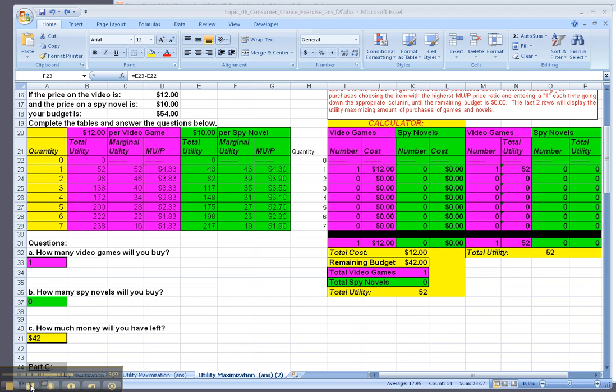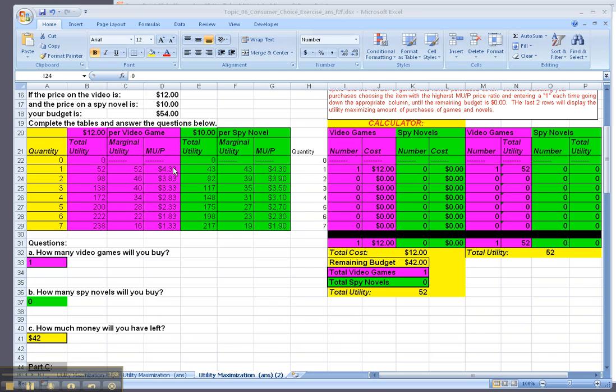What do we do next? Next, we're going to pick the first item to be consumed. We compare 4.33 to 4.30. So we'll select one video game, click that in here. That gives us a total utility of 52, and it costs $12. So we have $42 left.